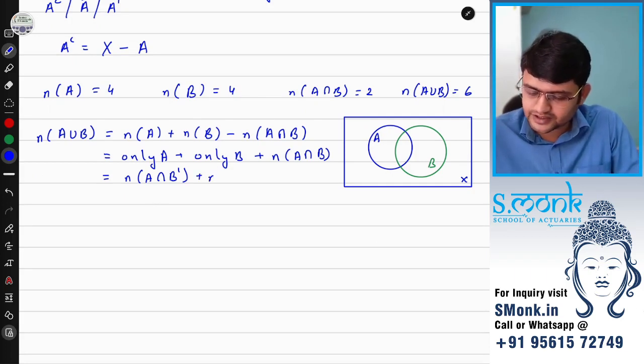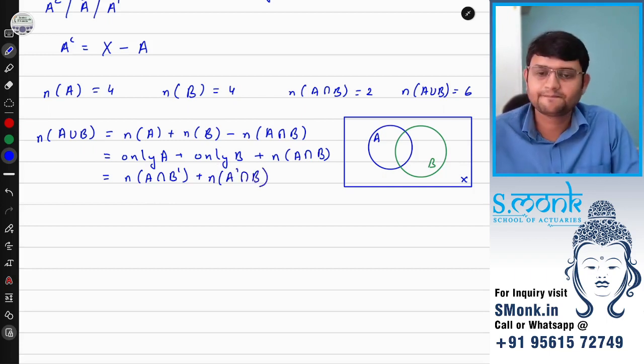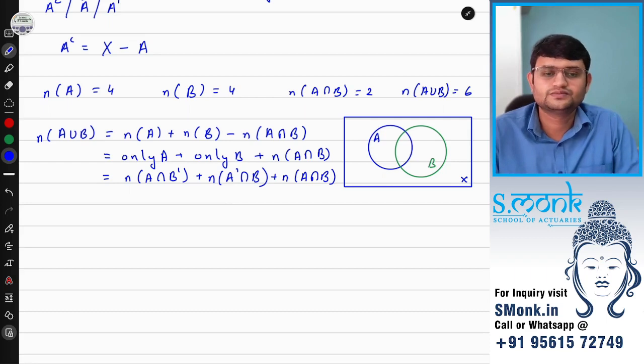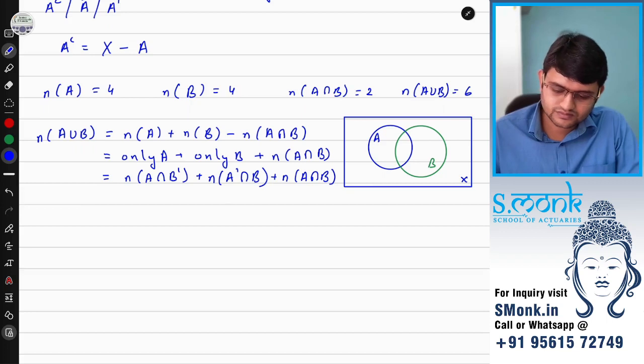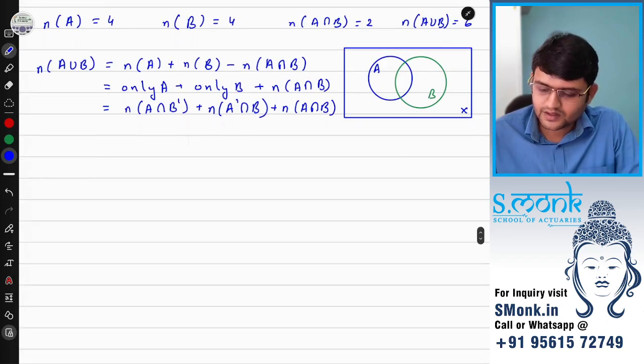Similarly, here I can say it is the number of elements in not A but B. An element that is not in A but is in B, that is only B. And then A intersection B. This is how you can use complements.